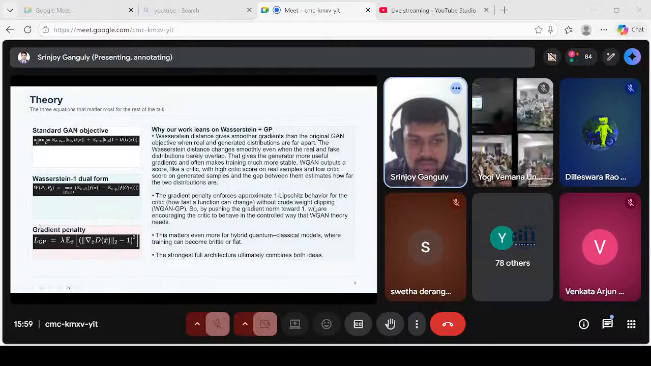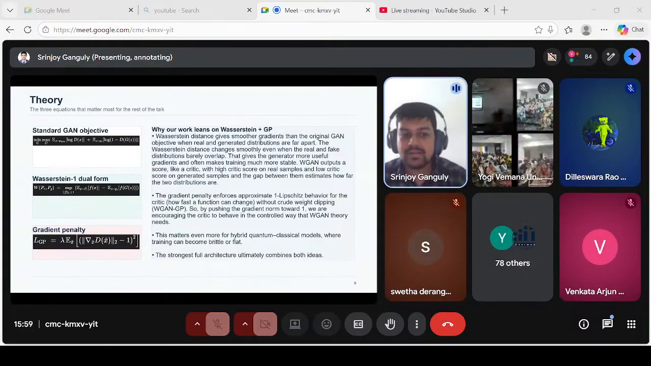And then, in order to stabilize the training, we implement the Lipschitz behavior, which tells you how fast this function can change, and this is in the form of a gradient penalty. So if you see this third equation here, you have a lambda as a parameter. So lambda is more like a regularization parameter, which we also study in our ablation study.